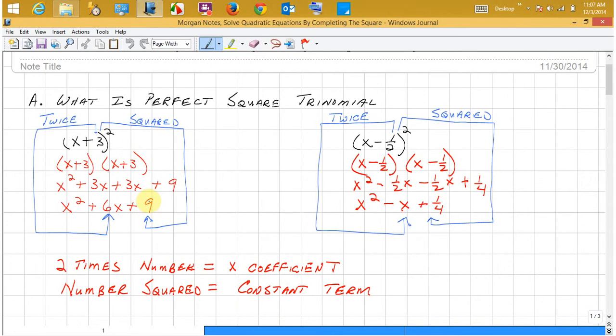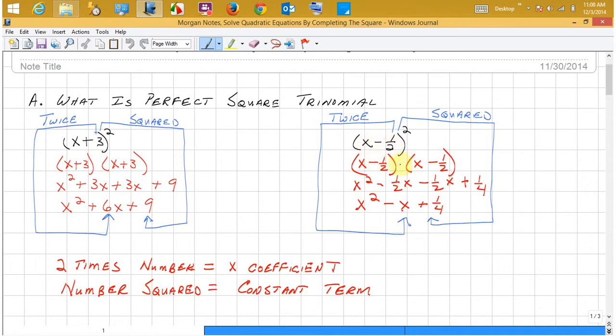So for any perfect square trinomial, whatever this number is in its factored form, this 3 times 2 will give me the x term coefficient, and squared will give me the constant term, the number. Okay? So let's see how that works again on another one that's got x minus 1/2 squared.